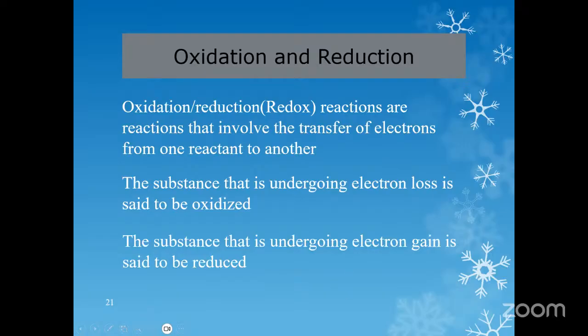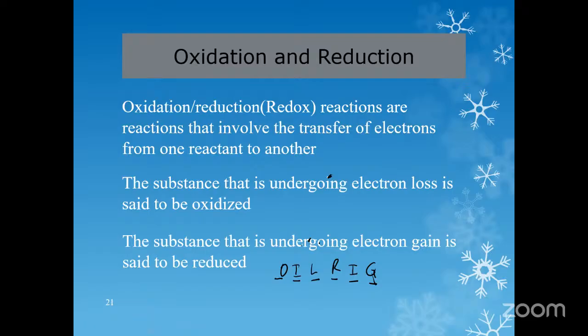And there is a memory aid that you might find useful for helping you to remember what is involved in redox reactions, and that is OIL RIG. Oxidation involves loss of electrons, reduction involves gain of electrons. I don't know if you find that useful, but you'll see this in some textbooks as a memory aid for helping you to remember what happens in a redox reaction.